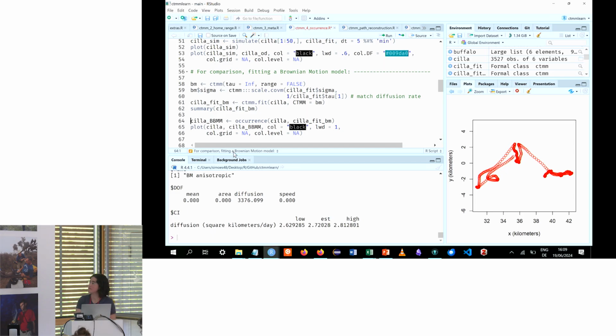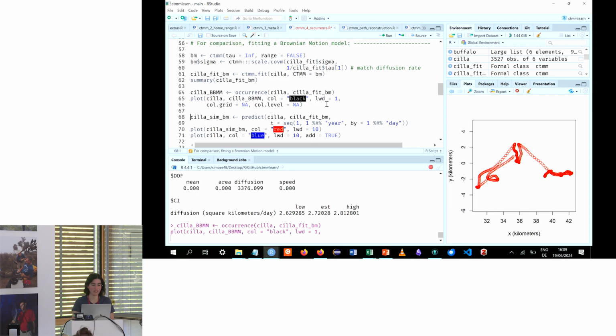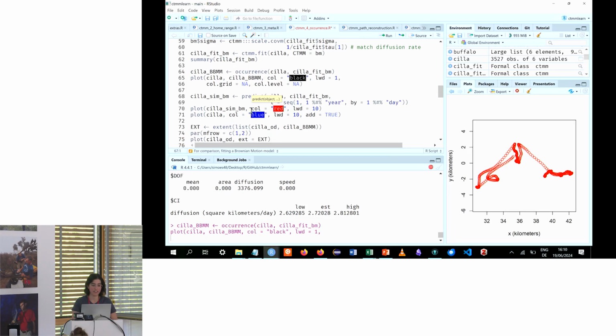Yeah, so obviously, in this case, the output of area for the effective sample set of area is 0 because, again, we don't have a home range. We're forcing it to not have that range residency behavior. So this is doing the same thing. We're plotting the occurrence, but with that Brownian motion fit.